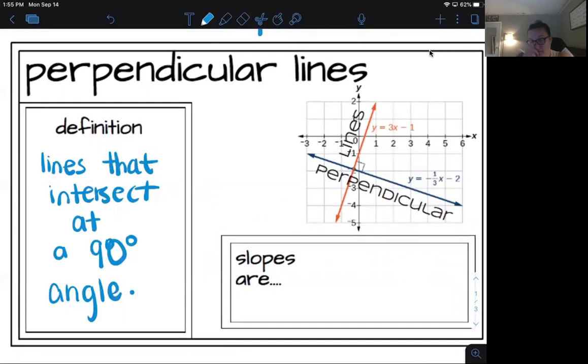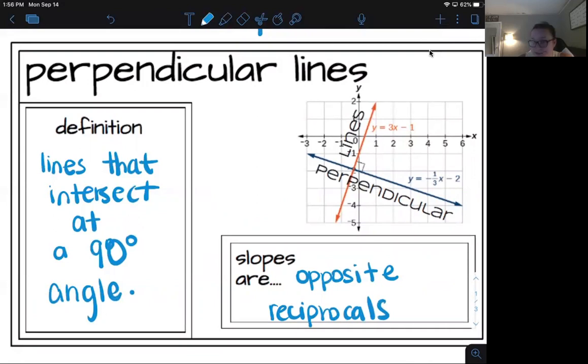All right. So parallel lines have the same slope. Perpendicular lines can't have the same slope, because then they would never intersect, and to be perpendicular, we need them to intersect. So perpendicular lines have slopes that are opposite reciprocals.